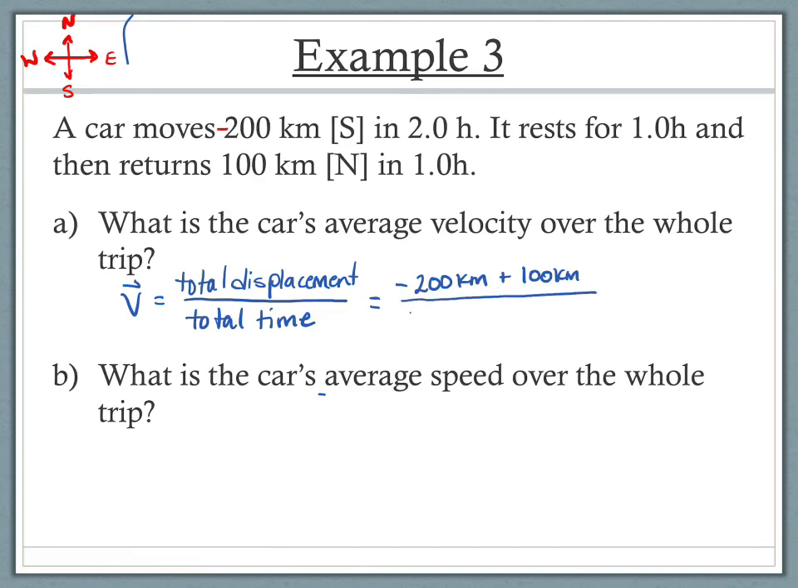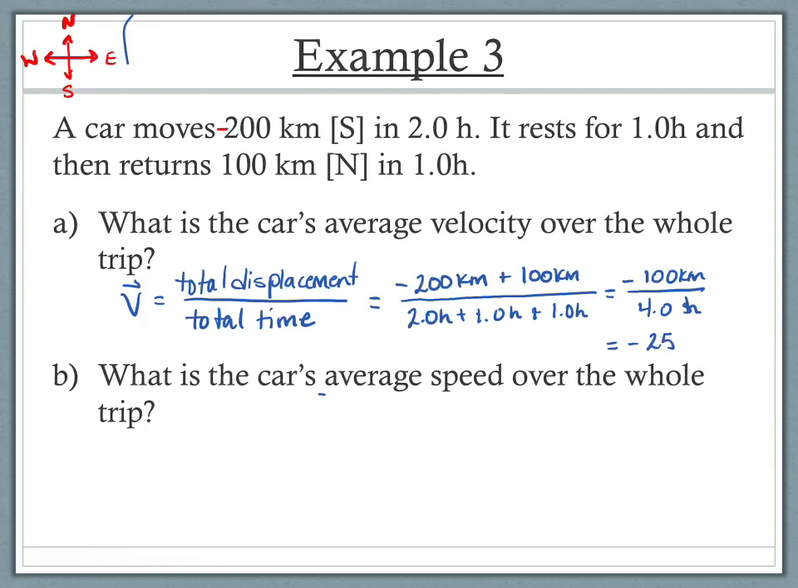And then the time, well, we have 2 hours here that it takes to go the 200 kilometers south. Then we have the 1 hour of resting, and then we have the 1 hour going north. So what's negative 200 plus 100? That is negative 100. And then we have 2 plus 1 plus 1, which is 4.0 hours. So our final answer then is negative 100 divided by 4, which is negative 25.